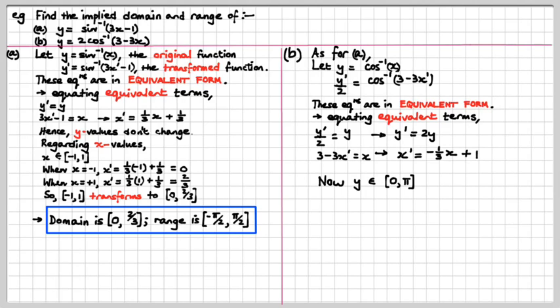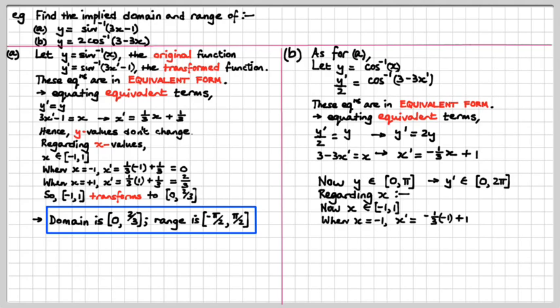So y was originally going from 0 to pi, that means y dashed will be double. The key to everything tells us that. So it's going from 0 to 2 pi. Now, regarding x, x originally went from minus 1 to 1 inclusive. Now it's going to go according to the key to everything. Let's work it out. That goes from minus 1 to 4 over 3, and from plus 1 it goes to 2 over 3.